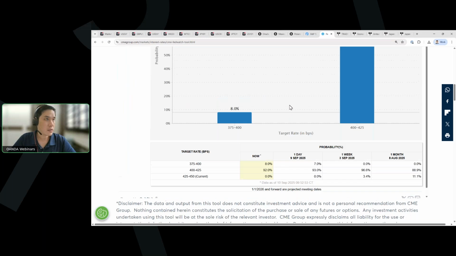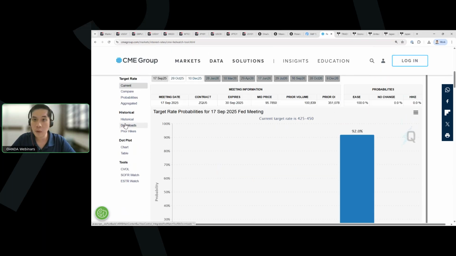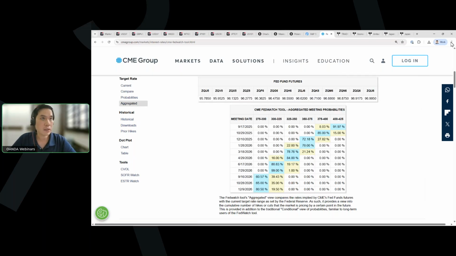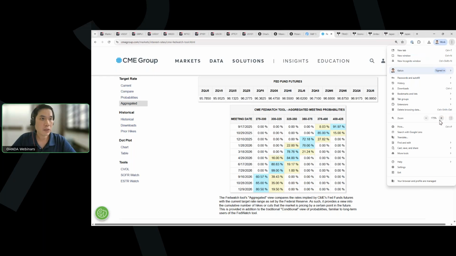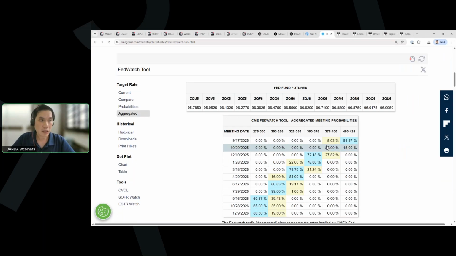What's interesting over here is that the market is now more concerned about what the Fed will do going forward, in the next 3 to 4 months or even 1 year ahead. Looking at the aggregated tab of the CME FedWatch Tool, there is a high chance right now, 85%, that the Fed will do another 25 basis point cut at the subsequent meeting, on the 29th of October this year, to bring it down to 3.75%.